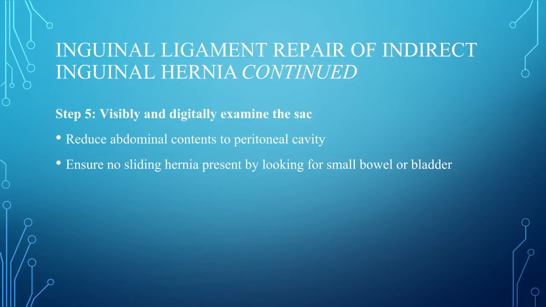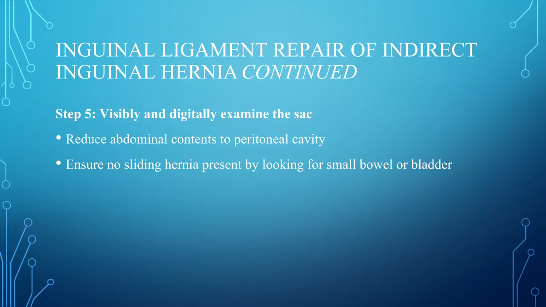Step 5. Visibly and digitally examine the sac. It is crucial to reduce any abdominal contents found in the sac back into the peritoneal cavity. Then, carefully inspect the inside of the sac. Run your finger around its interior wall.